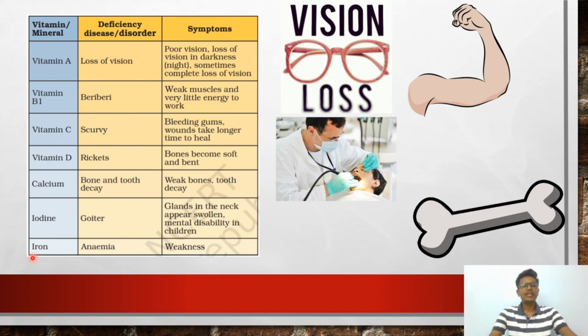The last one is iron. If iron is not present, then the deficiency disease named anemia can occur, and the symptom is weakness. If our body is feeling weakness, then we can say that iron is deficient in our body.